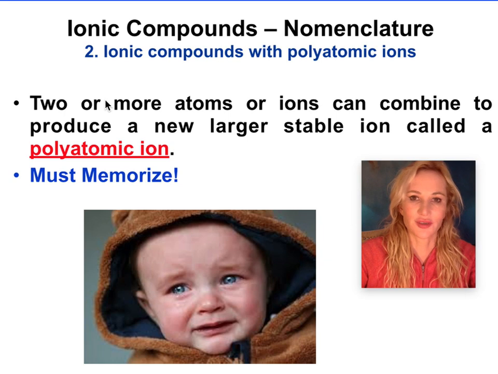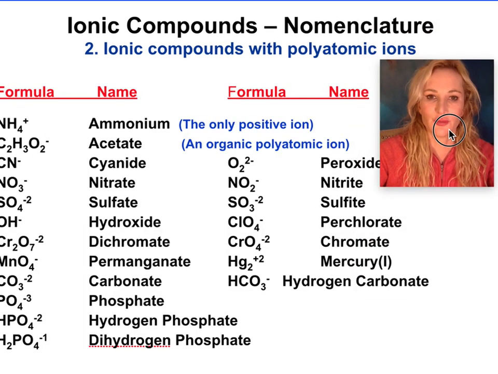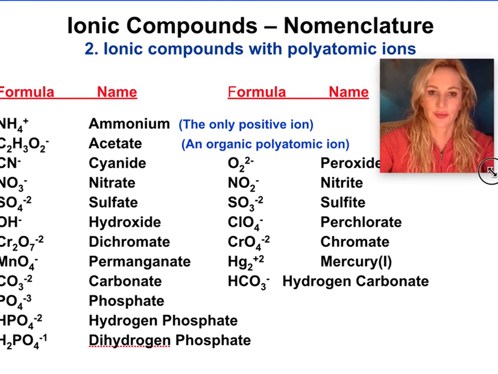So the formal definition is two or more atoms or ions can combine to produce a new, larger, stable ion called a polyatomic ion. Because it is an ion, it is named according to the ionic system, but the sad thing is you must memorize these. And the list of how many you memorize will depend on your textbook.